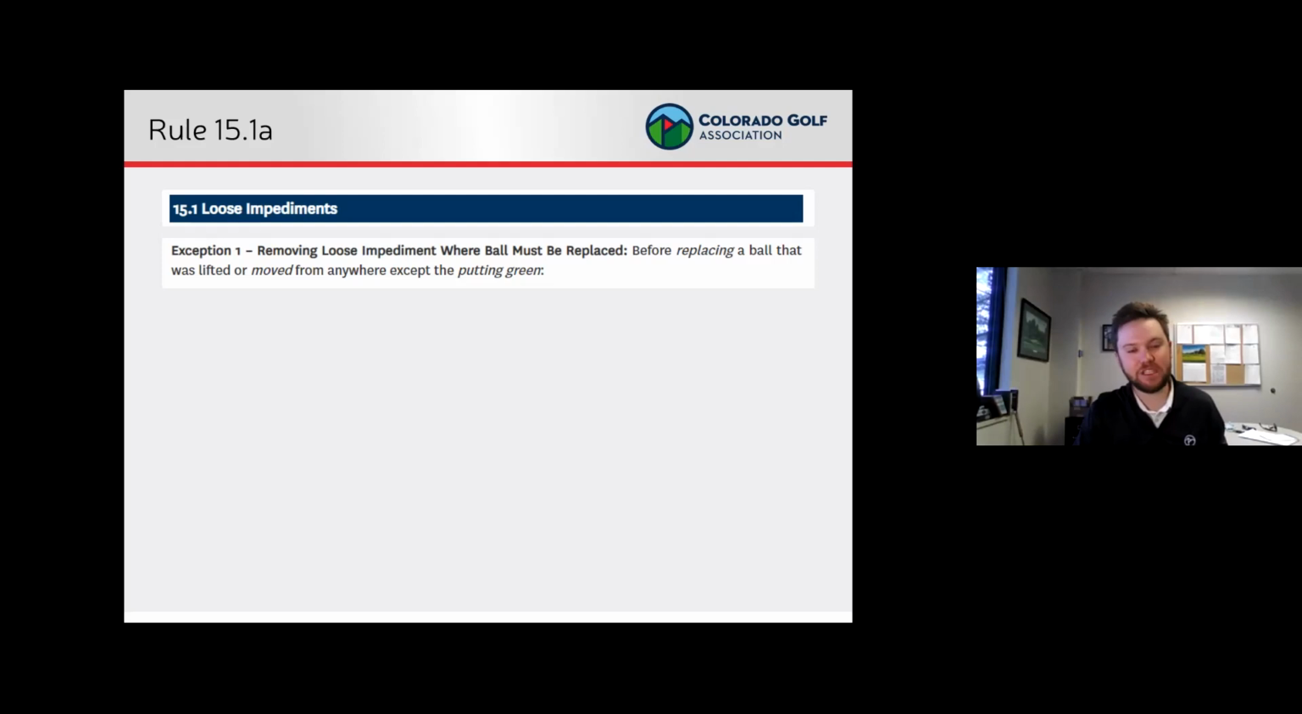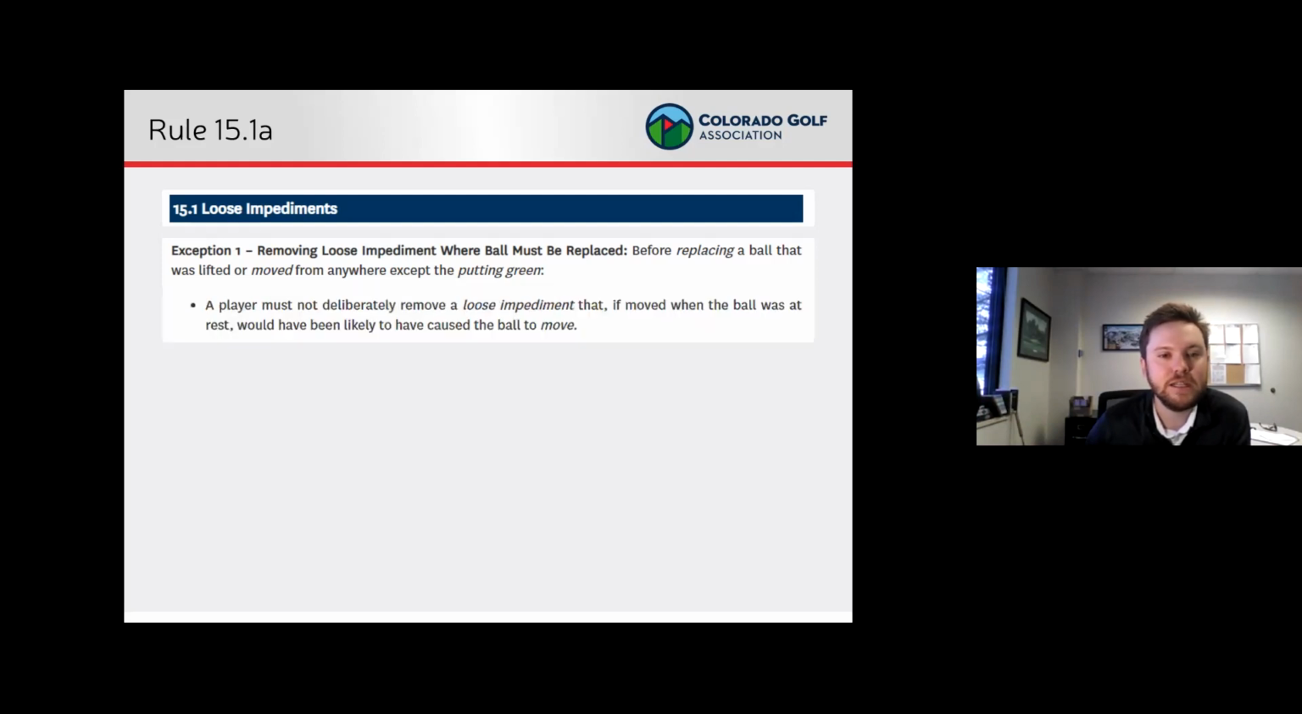You mark your ball, you pick it up, clean it. There's a loose impediment that was where your ball was. You can move those. If your ball moves, as we'll see, you're not going to be penalized. But again, it's except the putting green. So when we look at areas of the course, we look at teeing area, bunker, penalty area, general area. This essentially applies to the general area, bunker, penalty area, the teeing area, kind of same as the putting green. You can remove those things without penalty, obviously.